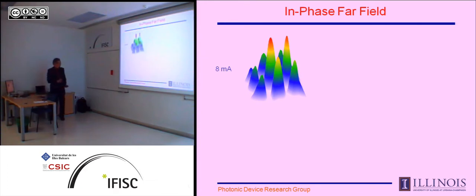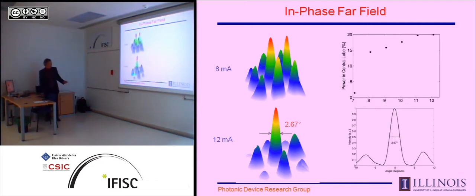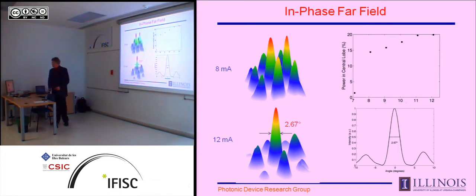And this is what the far field looks like. At low current, we see a central axis here, and as we drive it harder and harder, we find that we have this in-phase mode, and this in-phase mode has about a 2.6 degree divergence. So this is much smaller than the divergence from an individual element, and we get lots of power in the central mode. Now, so far, this has nothing to do with modulation.